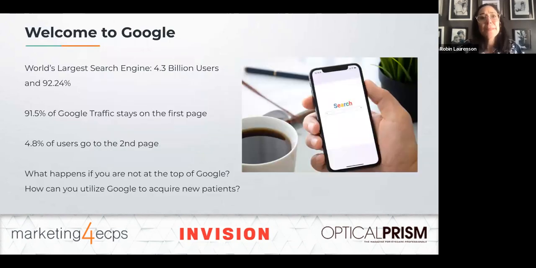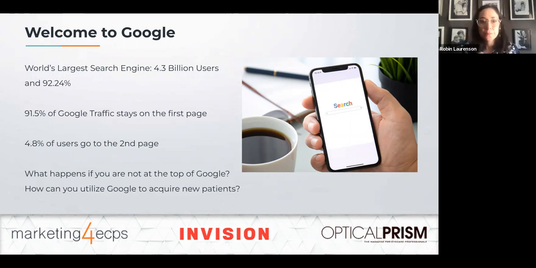So a little bit about Google. Google, we know, is huge. It is the world's largest search engine with 4.3 billion users. And 92.24% of people in the world go on Google to do any kind of research, to search for services, to seek answers to their questions. Google is the world's largest search engine by far. But another important thing to note is that 91.5% of Google traffic stays on the first page.